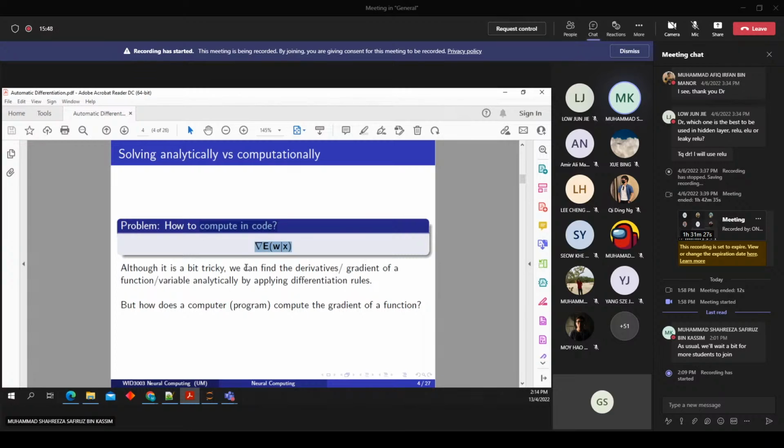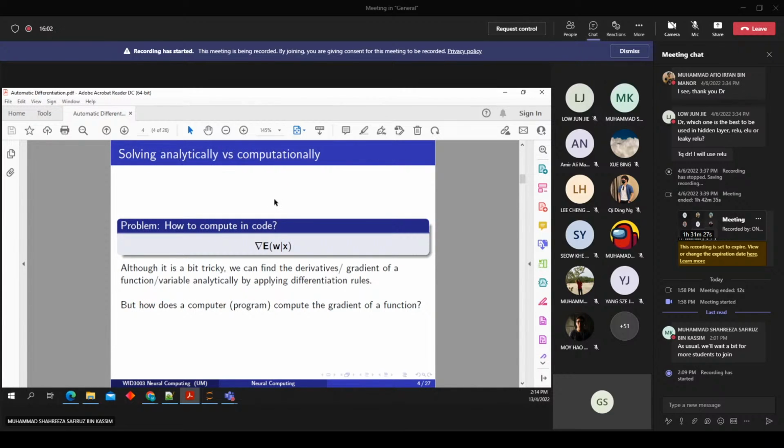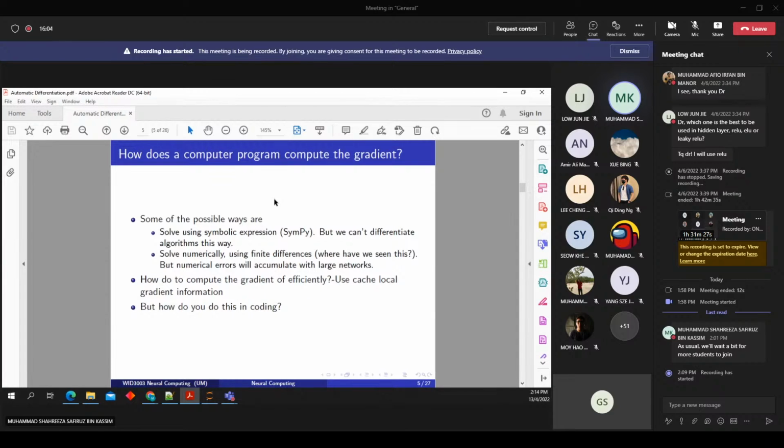It's quite tricky. Now, if we can do this in a computer program, for example, we can do it analytically, right? So you can use, for example, SymPy. You have a function, and then you solve using a symbolic expression. But if we solve this using a symbolic expression, we can't differentiate algorithms this way.